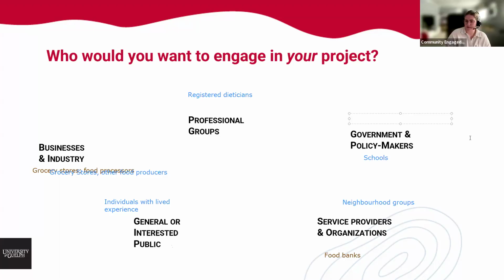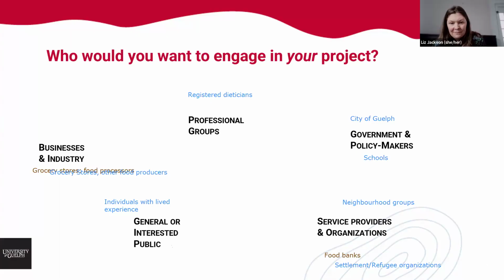Also, one more that I haven't seen come up is the city of Guelph, because their policy impacts many of these service providers as well. And they may have particular policies that could be directly affecting folks who are experiencing food insecurity. I see settlement and refugee organizations, absolutely. They would definitely be dialed into their community, and whether food insecurity is an issue or a question for them.